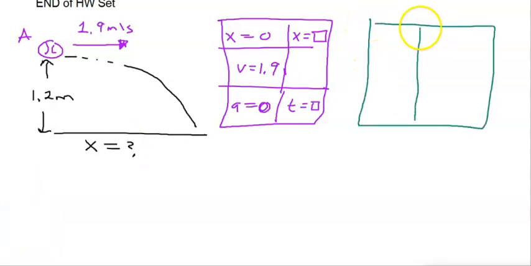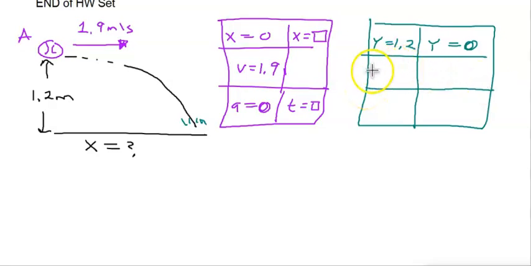So vertically, y naught is 1.2, hitting the ground. Remember the baseball lab, hitting the ground. That's why I think we're going to start with the verticals. We know the initial and final for the vertical. V naught is 0. There was no ups or downs of speed. And a is negative 9.8.